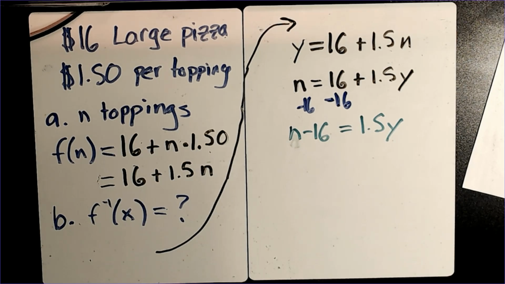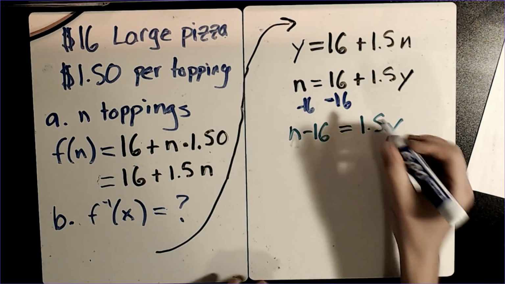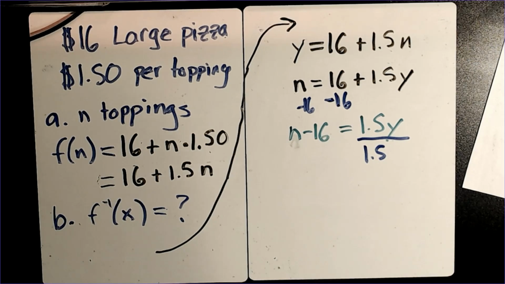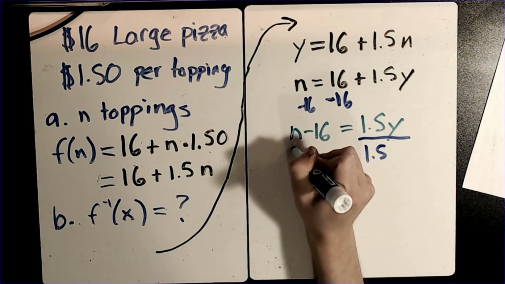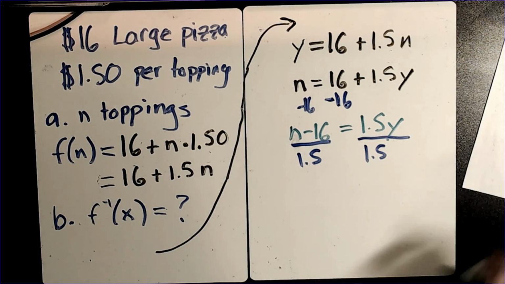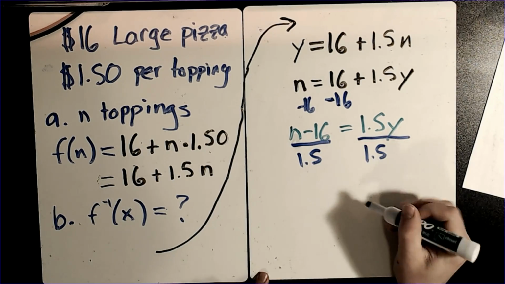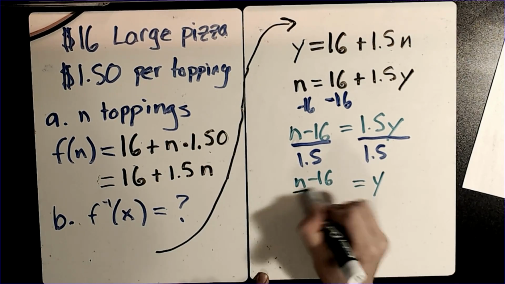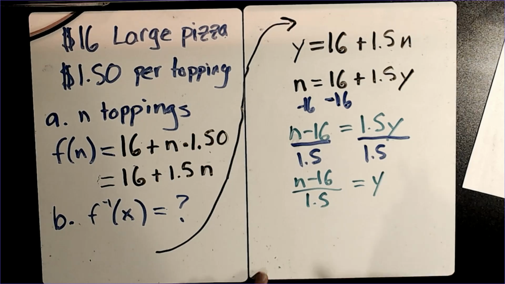And then how are we going to get y alone? We're going to need to divide by that 1.5. So we'll do that on both sides actually, right? We can't just do it to one side. So we get y is equal to n minus 16 over 1.5.